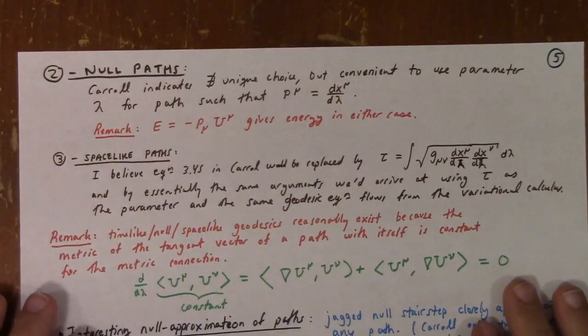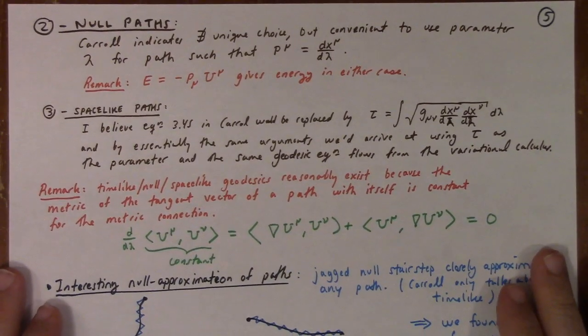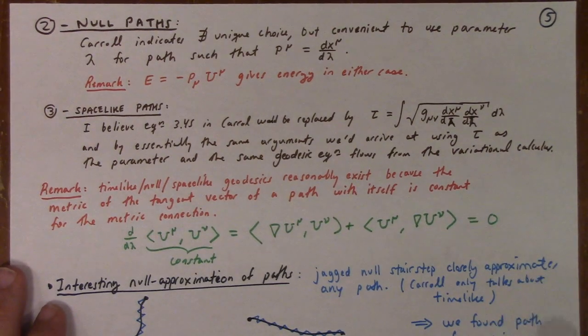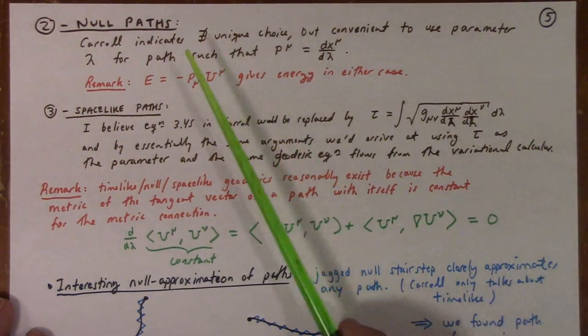Yeah. The devil's in the details there, right? Because that covariant derivative involves the curvature of space and time. So that's where it's not as trivial as just being classical mechanics, is it? But okay, so null paths.